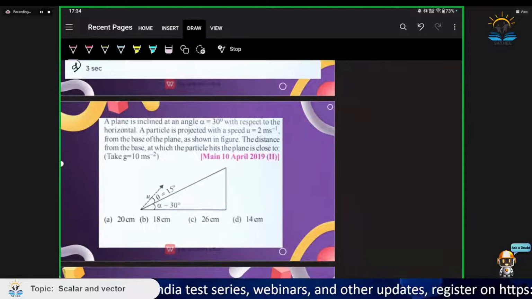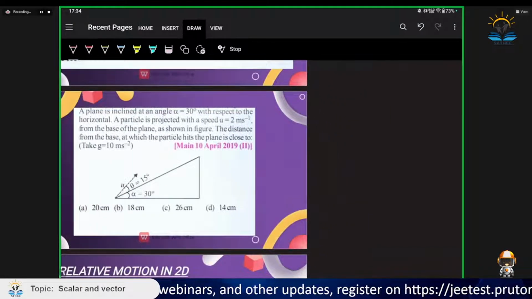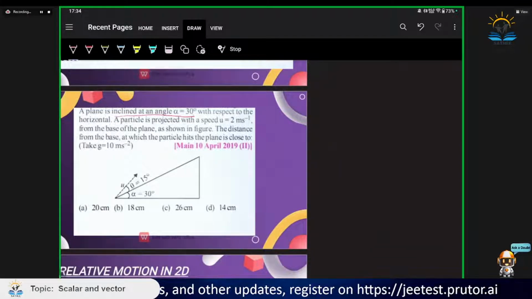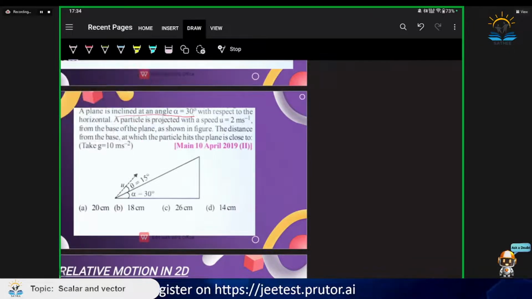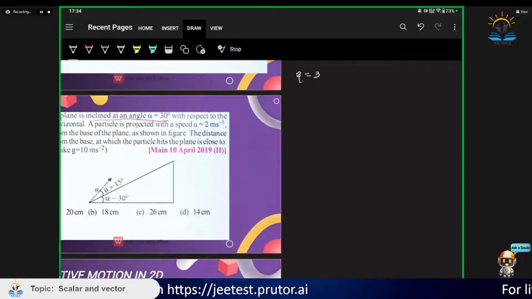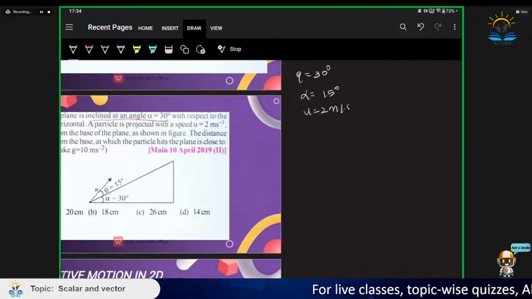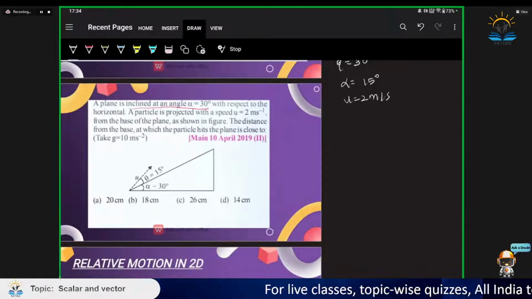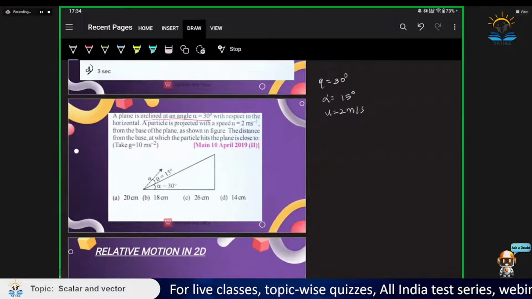Here we have a previous year question. A plane is inclined at an angle of alpha. Here the inclination angle is given as 30 degree. Don't mind alpha and beta; we know that our inclination angle is beta. So from our equation, beta is 30 degree, the inclination angle. Alpha, the angle at which the projectile is projected, is given as 50 degree, and u is given as 2 meter per second. We have to find the range.